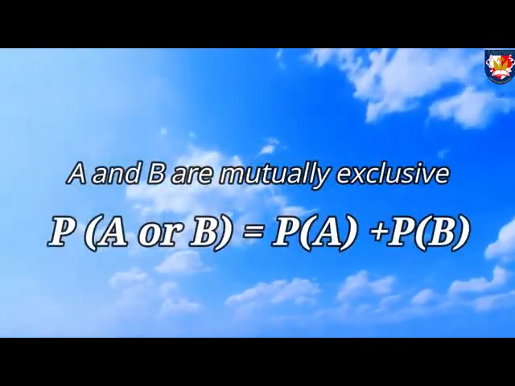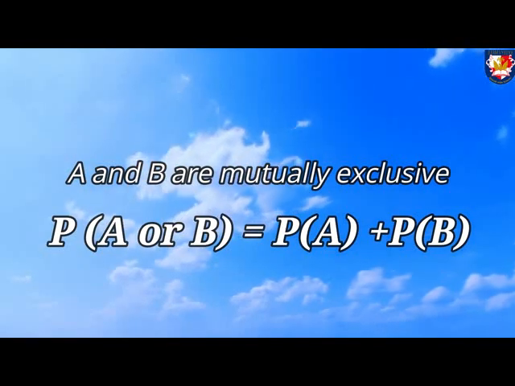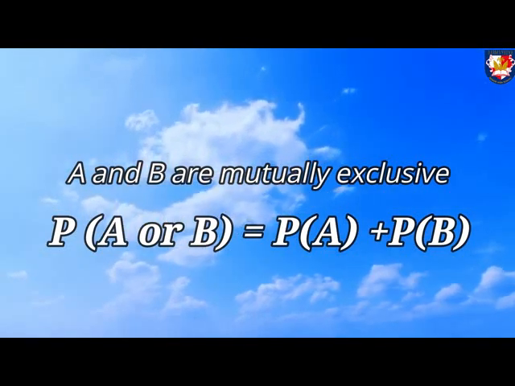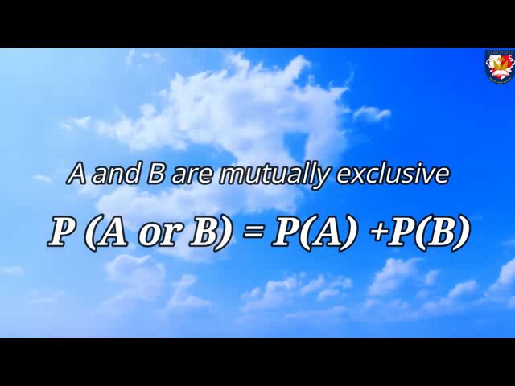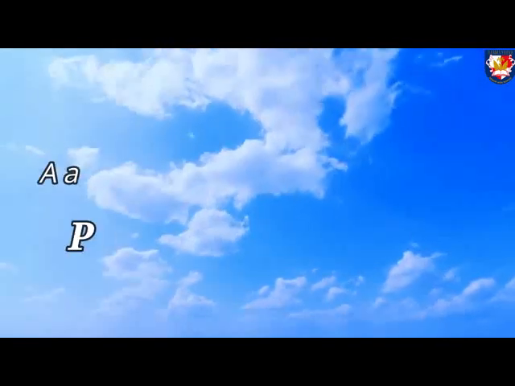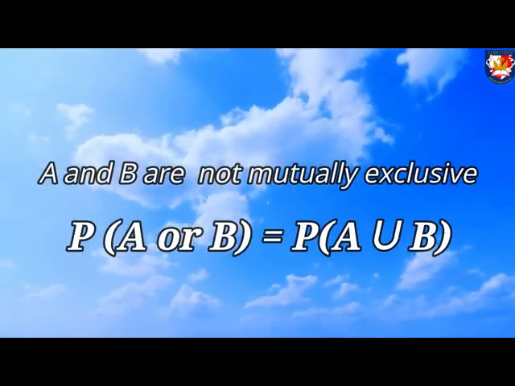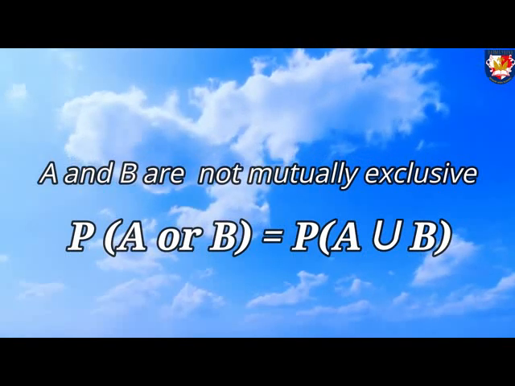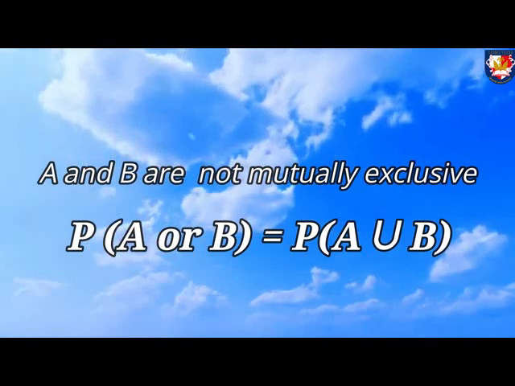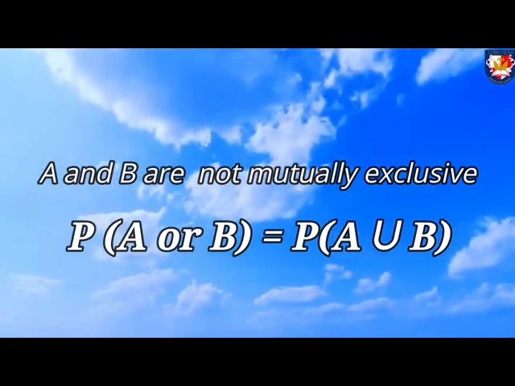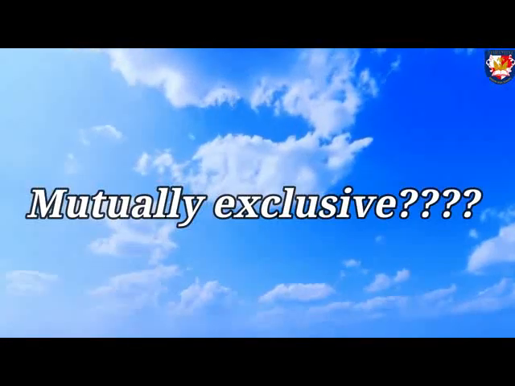In this video, we're going to learn about addition of probability. Probability of A or B equals probability of A plus probability of B if event A and event B are mutually exclusive. If event A and event B are not mutually exclusive, then probability of A or B equals probability of A union B. Before I tell you about mutually exclusive events, I want to talk about cards.